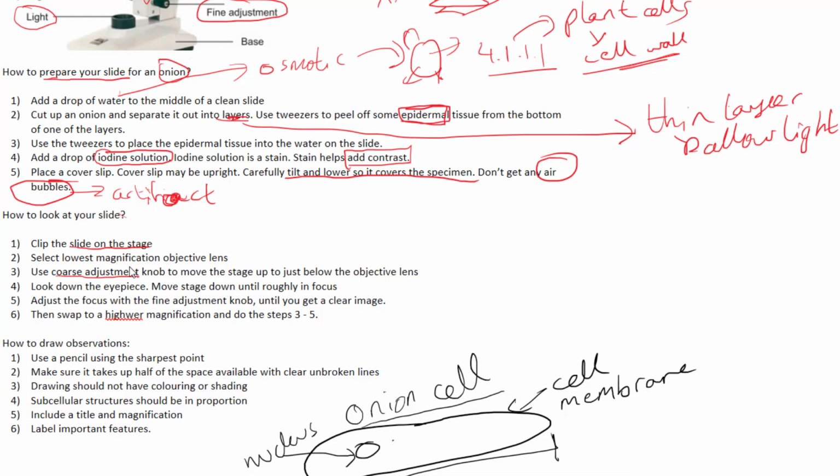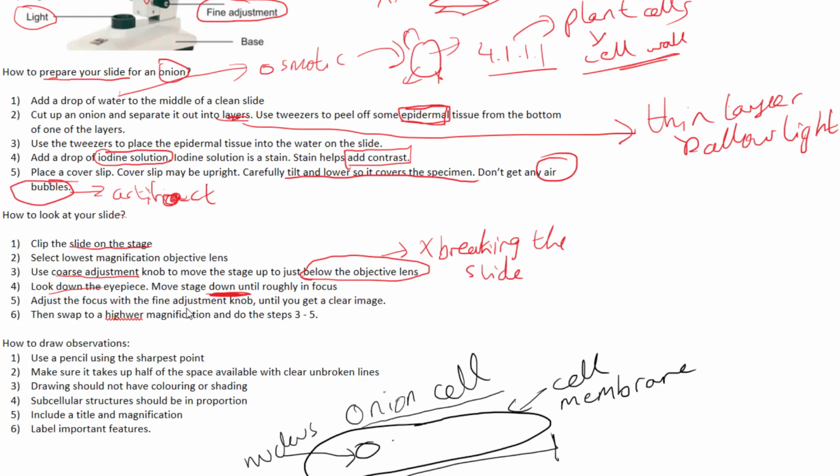So coarse adjustment is the way to go first, and we're going to place it just below the objective lens. Why is that? We do not want to break the slide. Imagine you start midway and you're moving the knob up and down, up and down, and you actually end up smashing the slide. By starting right below, you're never going to move the stage up. You'll always make the stage go down. So when you look down the eyepiece, you move the stage down, always down, or you're going to break the actual slide, and people do that a lot.